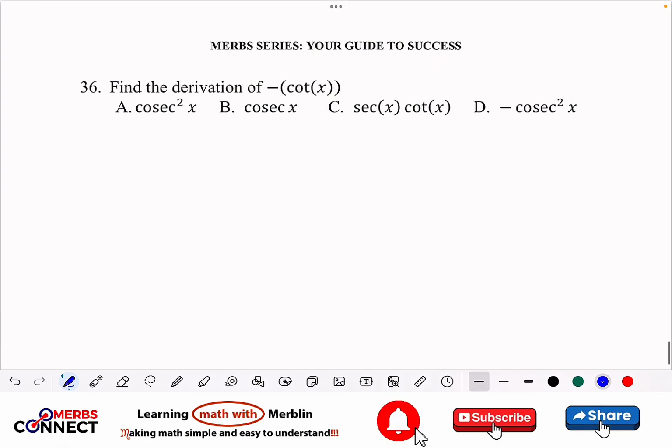Now when you differentiate cotangent, what do we get? We get minus cosecant squared, but it's minus, so minus will be positive, so it means that we are going to choose this one.